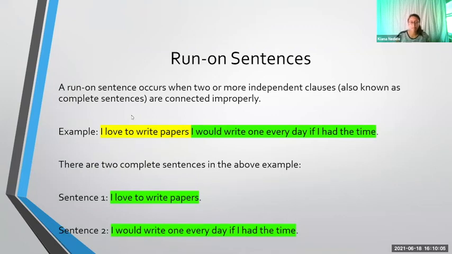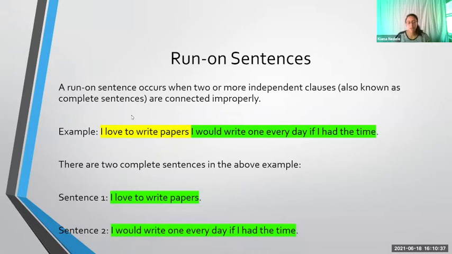An example of this is, I love to write papers. I would write one every day if I had the time. Because there is not the proper grammar here, I don't know where to pause in this sentence. Should I say, I love to write papers, I would write one every day if I had the time? I love to write papers, I would write one. I'm running out of breath, it's too long, so we need a pause somewhere.